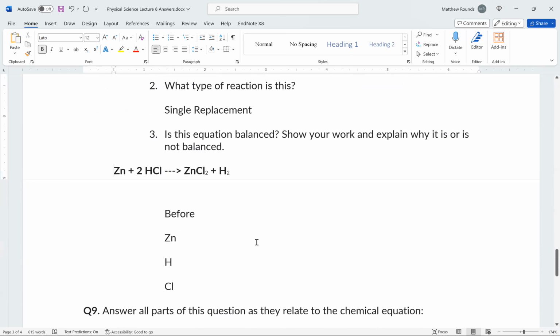Okay. How many zincs do you see on the left side? I should call it the reactants. How many zincs do you see on the left here? It's not a trick question. How many zincs do you see?